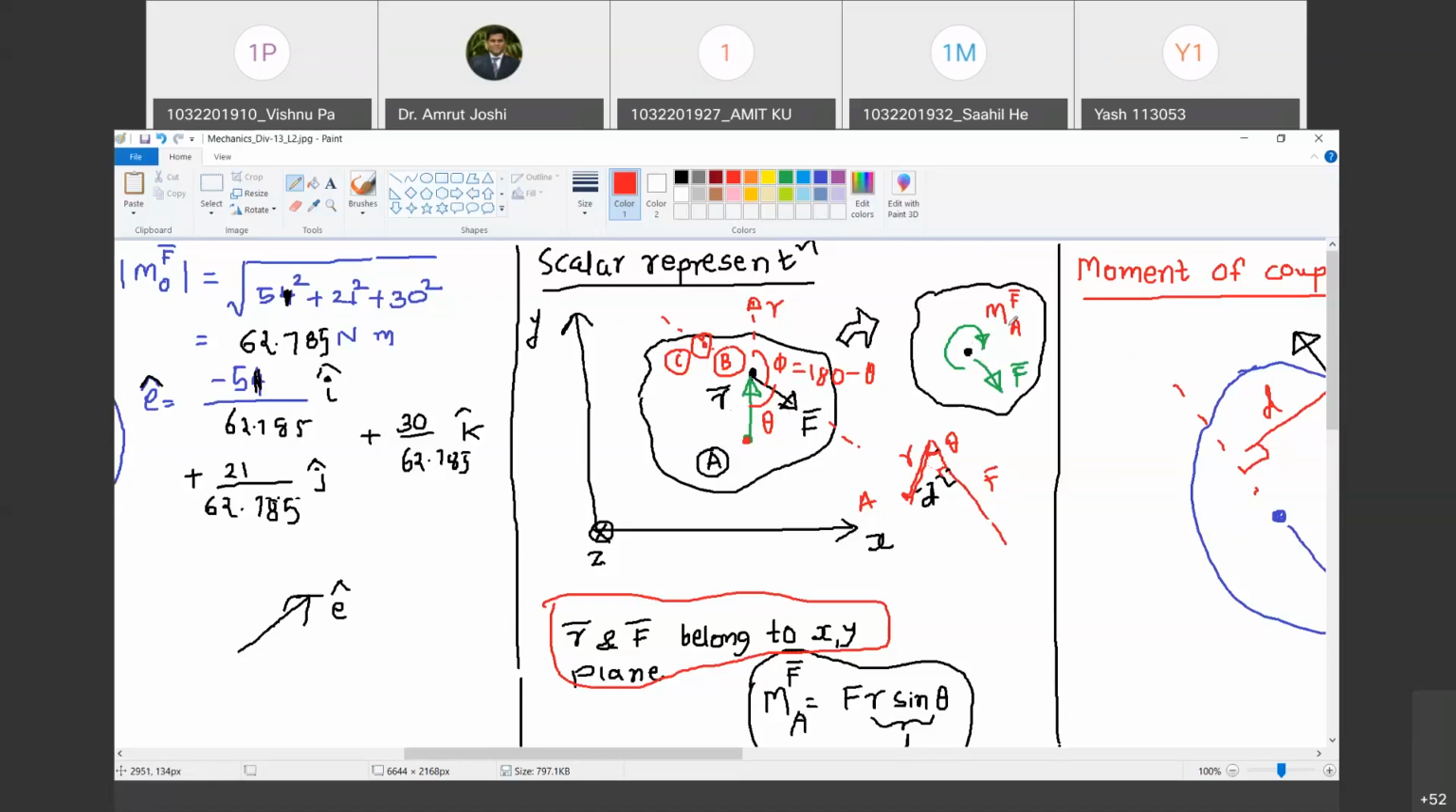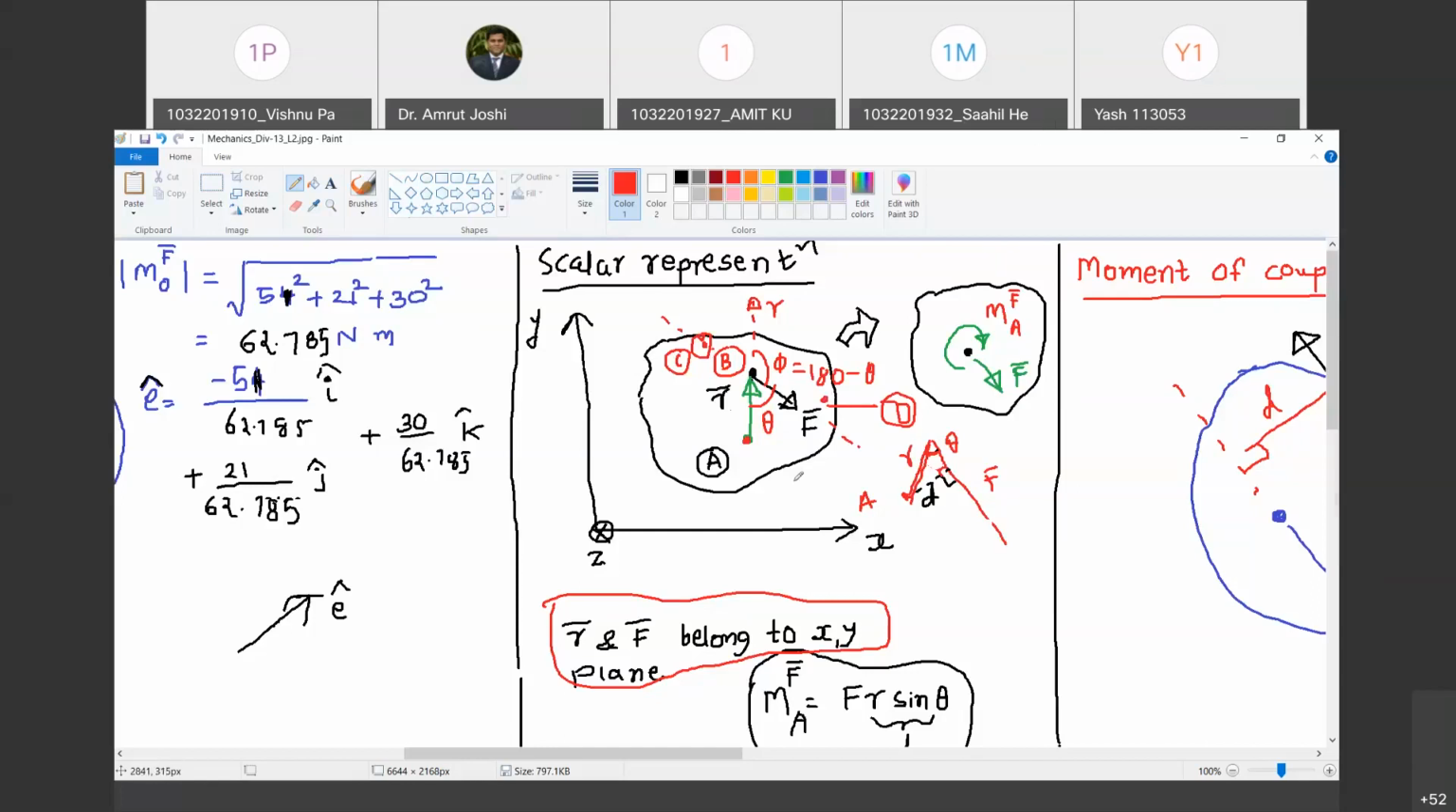Now consider point D on the right hand side of the line of action of this force. Let's say this is point D. Can you tell me the direction of moment produced by F at D? Anti-clockwise. Hold the body at D and F is acting on the lower side. It is going to produce anti-clockwise rotation.